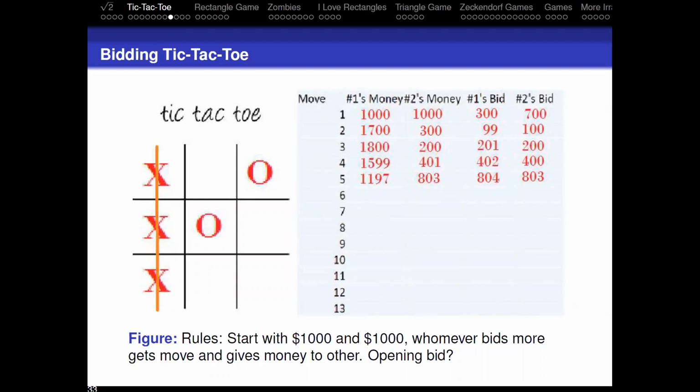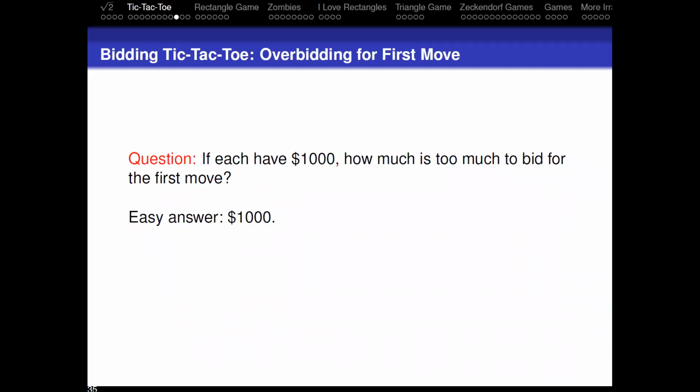Now, this game has been analyzed. One of my friends actually was the one who analyzed this. So on the next page, we start looking. Clearly if you bid $1,000, that's too much for the first move because now you have no money left. $1,000. Right. So we agree that if you each start off with $1,000, $1,000 is far too much to bid for the first move. We can do better.